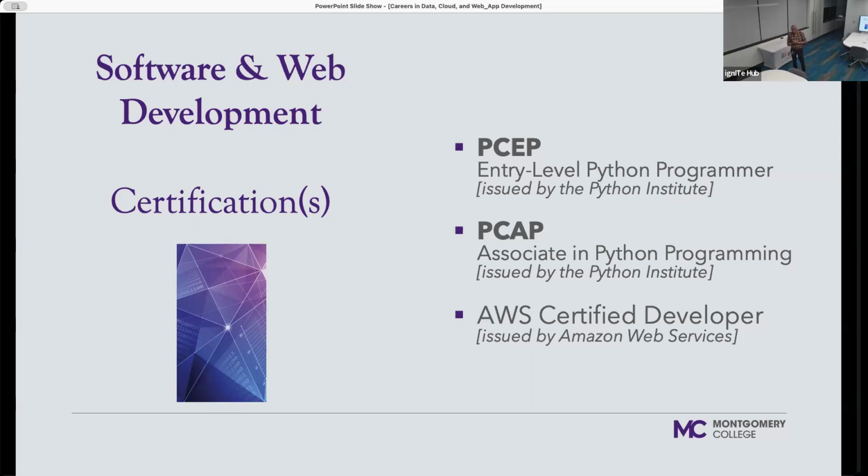But for developers, in reality, the best way to prove their skills is by having a portfolio, by showing: this is what I have created, okay? But we're talking certifications, so this is what we have for certifications. All right, next.